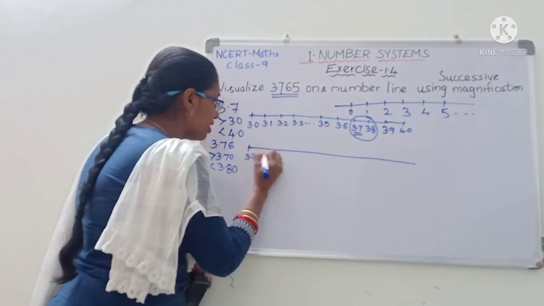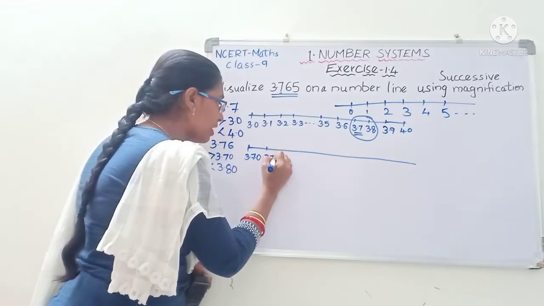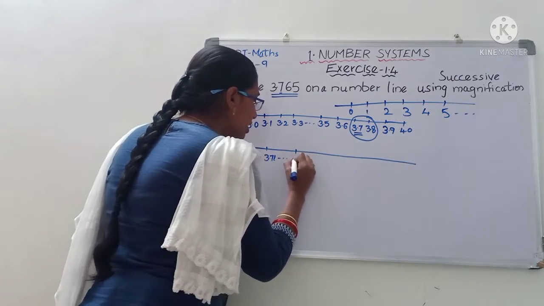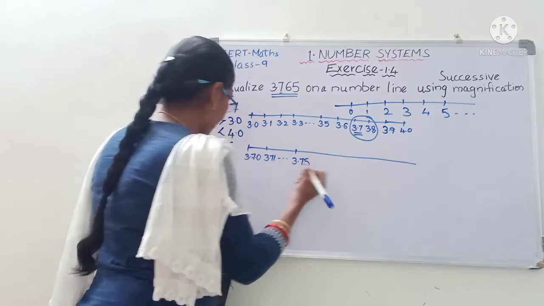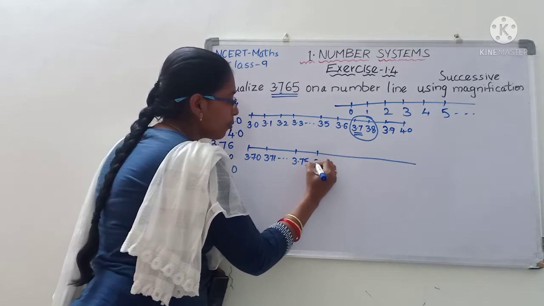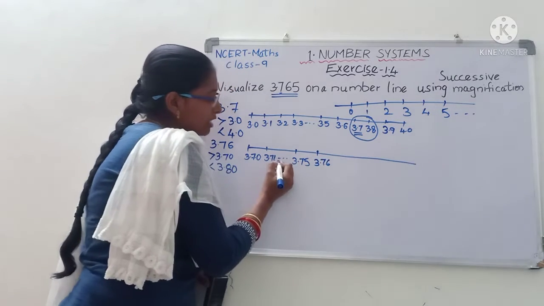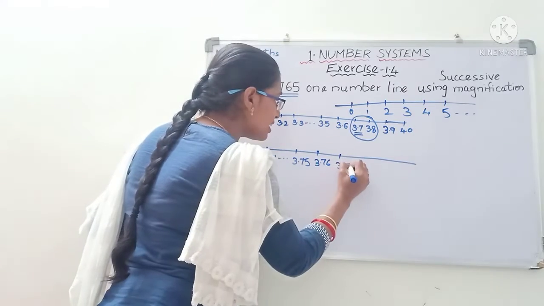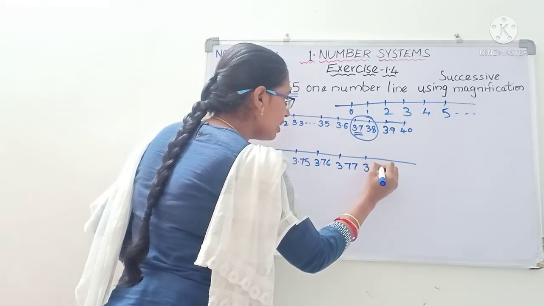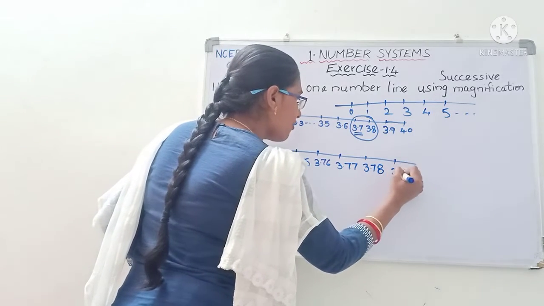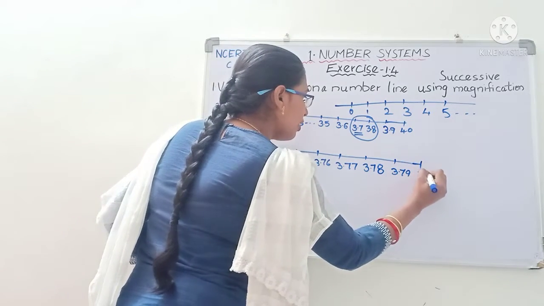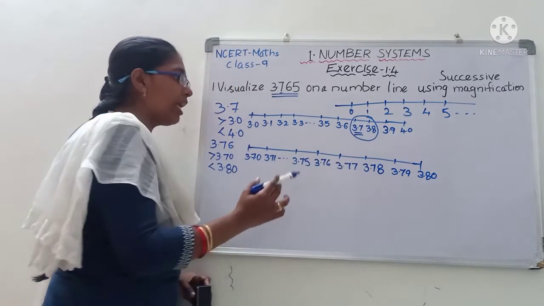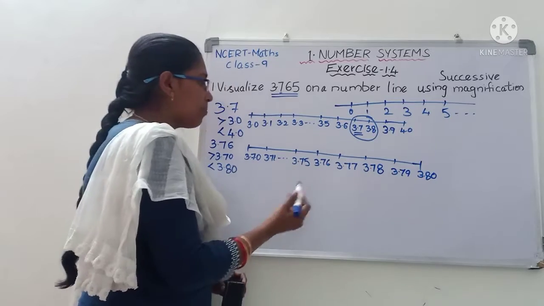3.70, then you get 3.71 and so on. After 71 you get 72, 73, 74 and so on. So you get 3.75 somewhere, then 3.76, you know, right? After 71, 72, 73, 74, 75, then 76, then 3.77, 3.78, 3.79, then 3.80. So this part of the line segment between 3.7 and 3.8, we divide it into 10 parts.